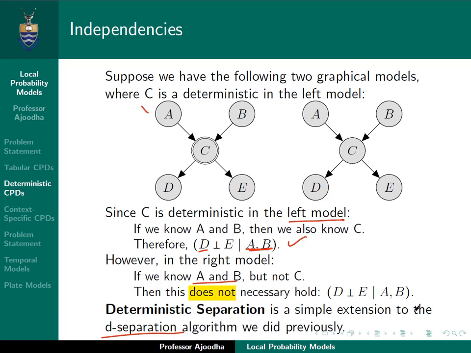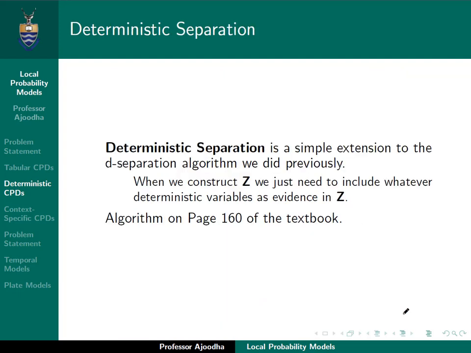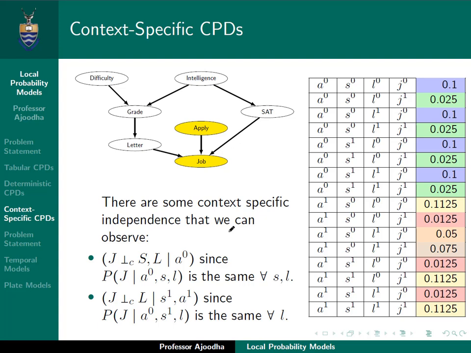All right, so it's a very simple extension of the old d-separation algorithm, but if you want to know more, you can read page 160 of the textbook. Now let's look at a different way of representing variables, not deterministic separation, but back to probabilities. Here is an example of a context-specific CPD.